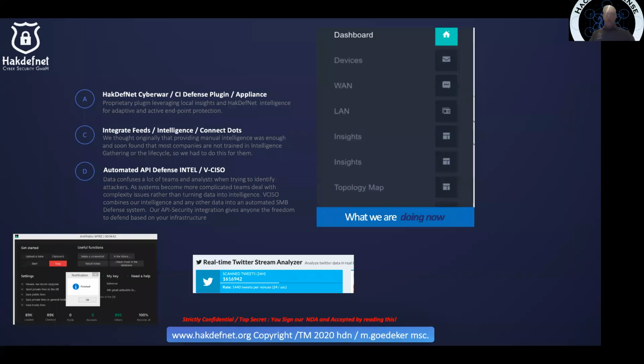And we also pull in that information through automated API defense intelligence, which is part of our virtual sizzle product portfolio. We integrate the feeds from some of the folks that are here as well as our own feeds if needed. And we also have cyber warfare CI defense plugins and also appliances that help pull information in, like for instance, our real-time Twitter stream analyzer, which we use to basically monitor terrorists and different types of organizations.